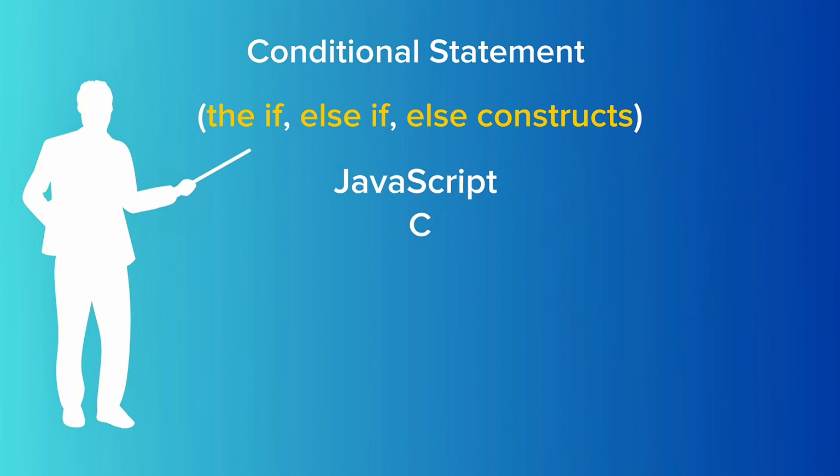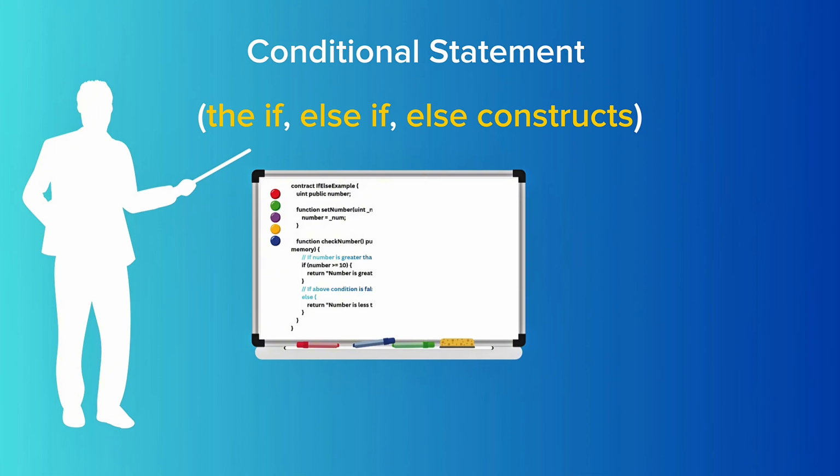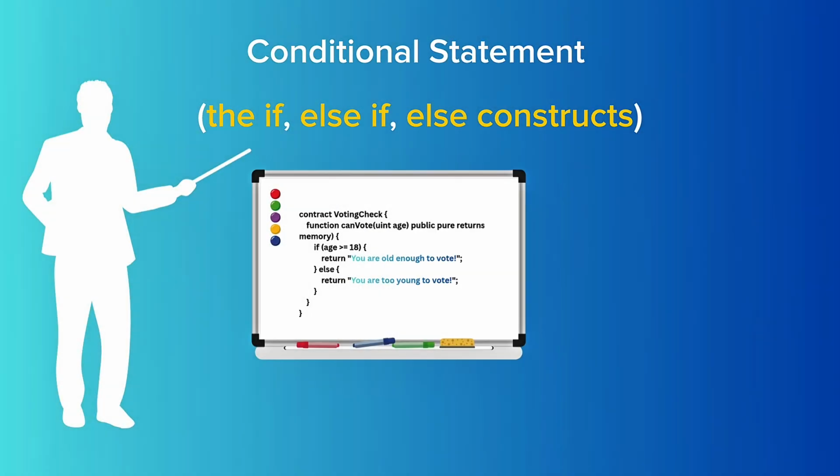You check a condition in parentheses, and if it's true, the code inside the block runs. This is fundamental to smart contracts, because it lets your contract react differently depending on inputs or state, enabling dynamic behavior. For example, a contract can check if a user is old enough to vote, has enough balance to spend, or if a number is even or odd, and take different actions accordingly.